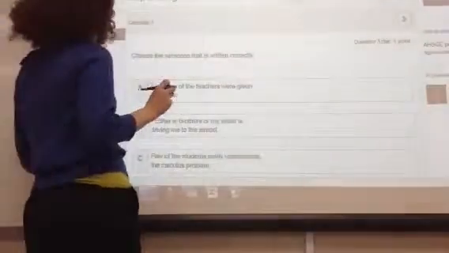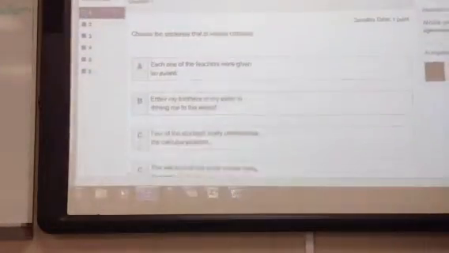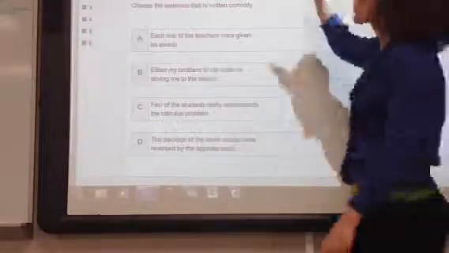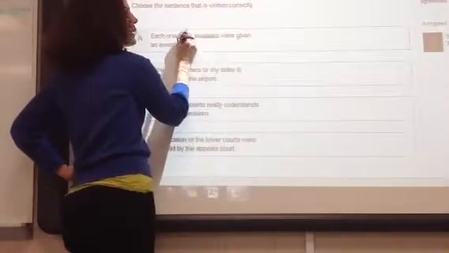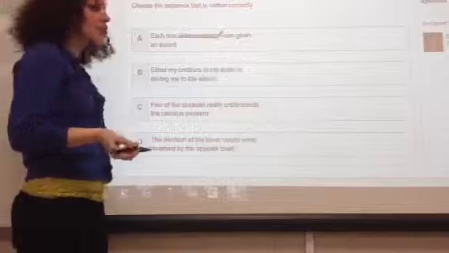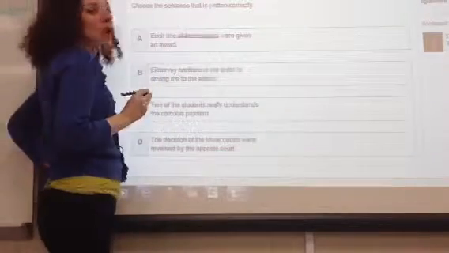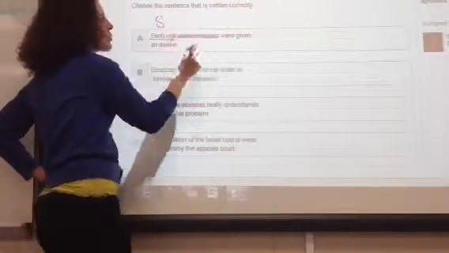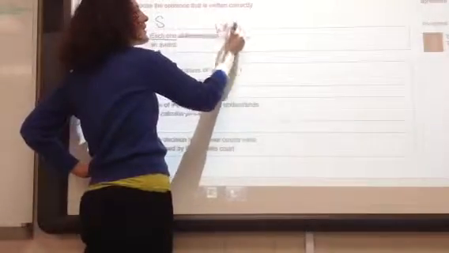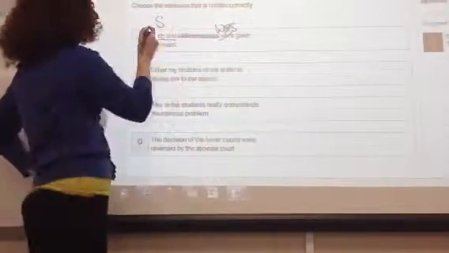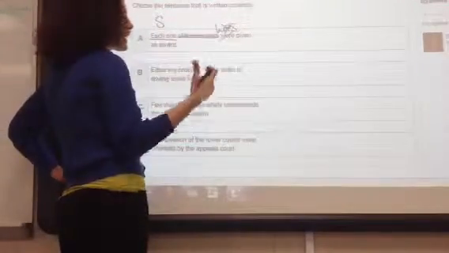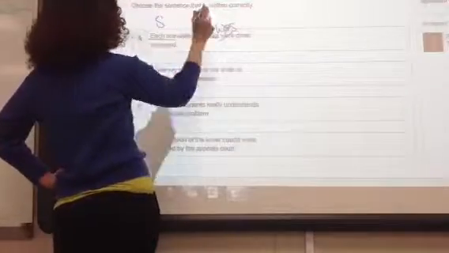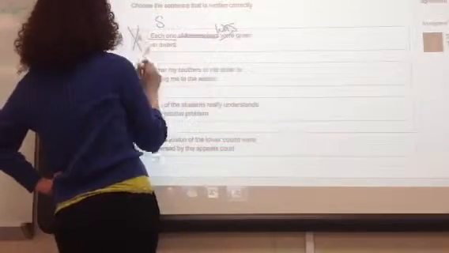So let's look at question 1. Your first question asked you to choose the sentence that is written correctly. So let's look at each of these. Each one of the teachers were given an award. When you have an each or an each one, get rid of the intervening prepositional phrase because each is always going to be singular. Each one was given an award, not were. Think of it as, if you're looking for singular or plural, each one would be like saying she because you're looking at them individually. One was given an award. So this one is not correct.